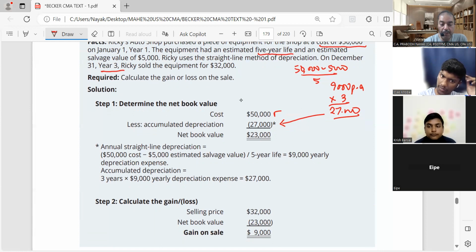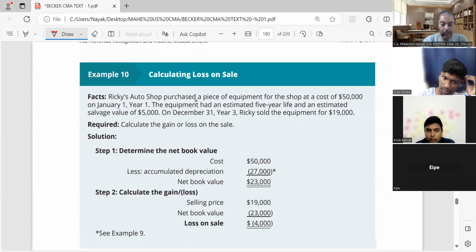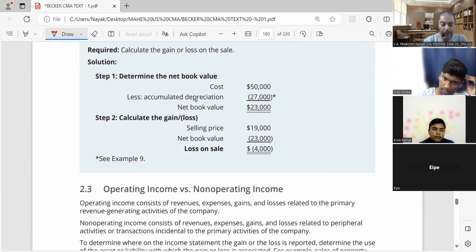We are selling the equipment for 32,000. So 32,000 and 23,000, we are comparing. Your book value is less than the selling price. Selling price is more. You are able to sell at a higher amount. So there is a gain on sale to the extent of 9,000. Okay. So this is how you calculate the gain or loss. All these things we have done in the 11th and 12th also.